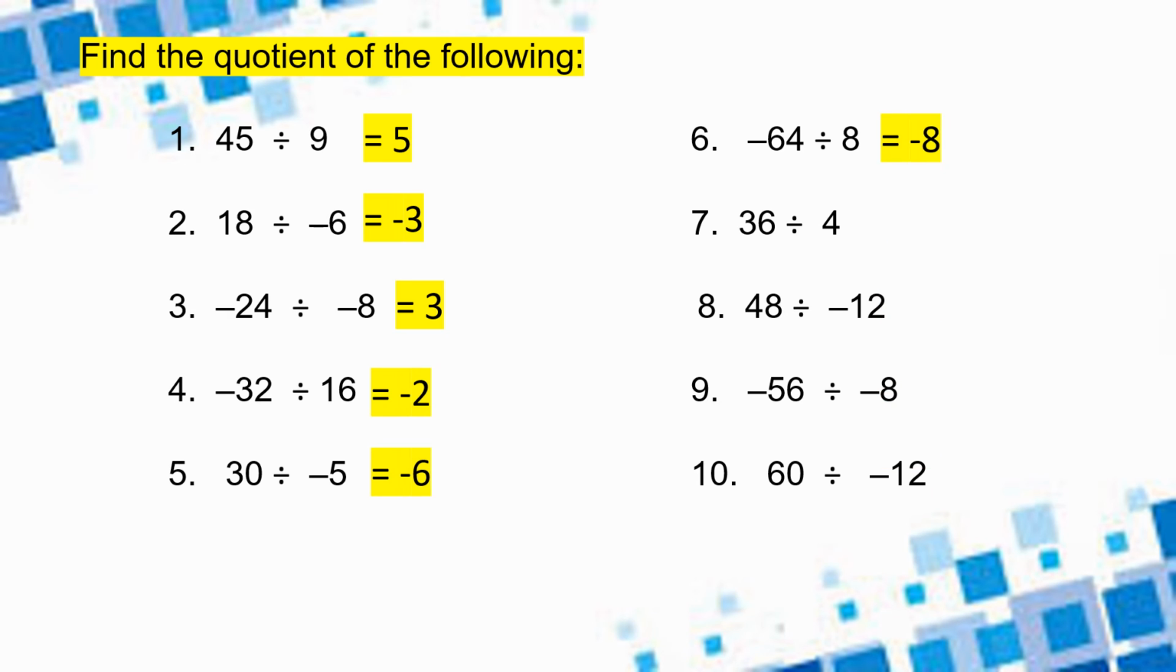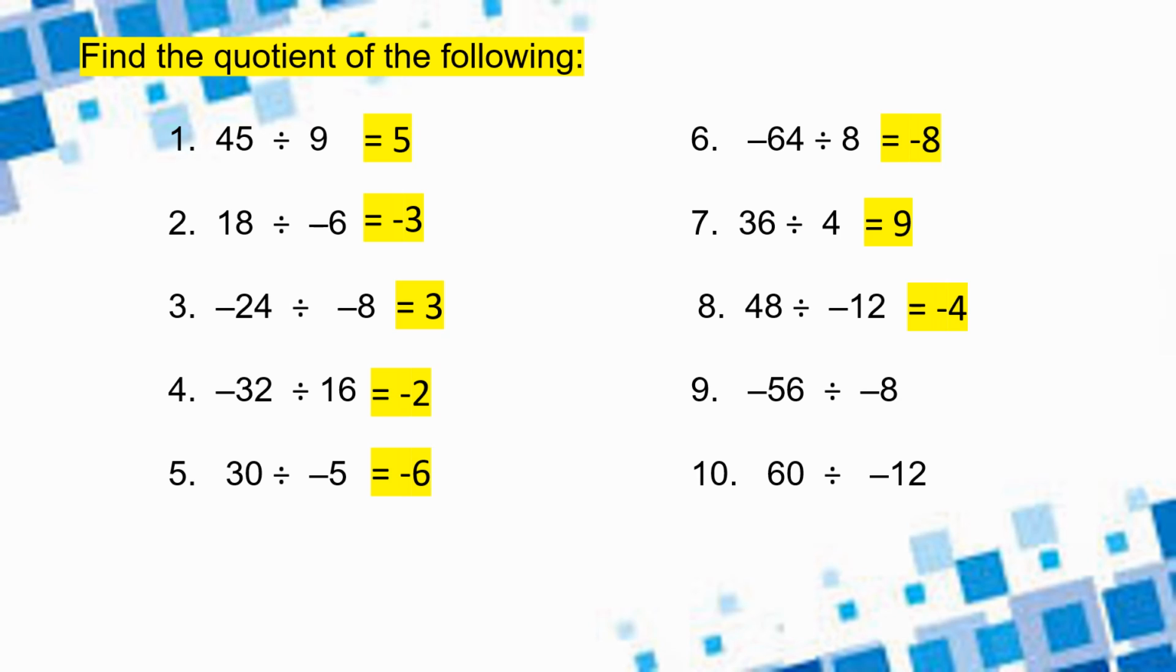Very easy. 36 divided by 4, parehong positive. Therefore, the quotient is positive. How many 4 do we have from this 36? Is it 9? Let's see. Okay, 9. Very good. Next, number 8. 48 divided by negative 12. Unlike signs po, no? Ilang 12 meron sa 48? Is it 3 or 4? So, 4. And that is negative 4.